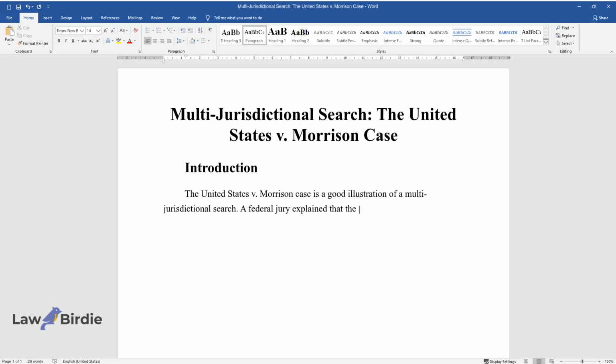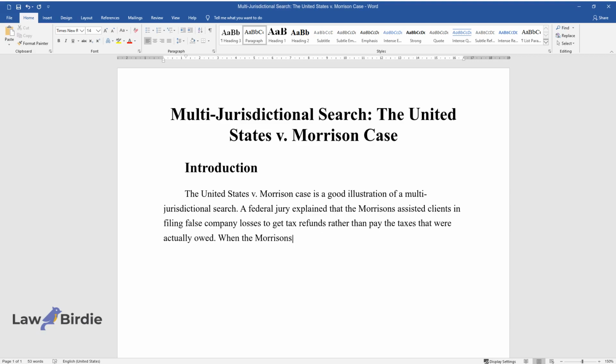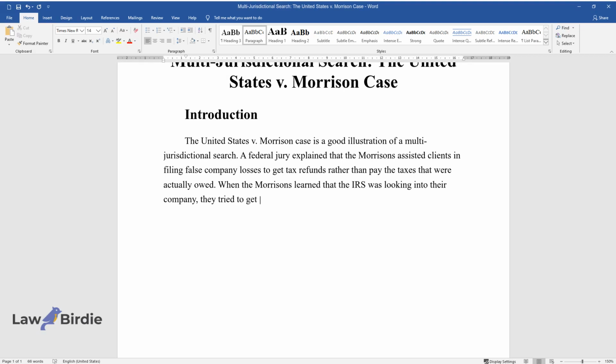A federal jury explained that the Morrisons assisted clients in filing false company losses to get tax refunds rather than pay the taxes that were actually owed. When the Morrisons learned that the IRS was looking into their company, they tried to get the issue resolved by selling the company several times.